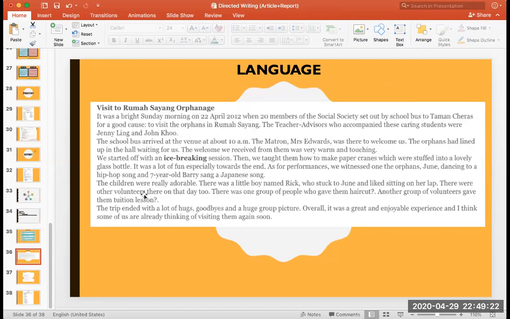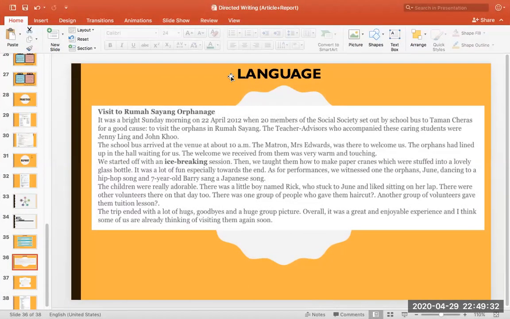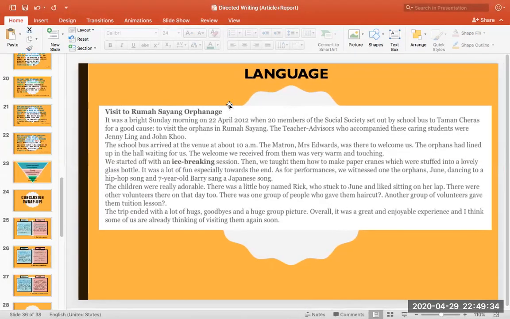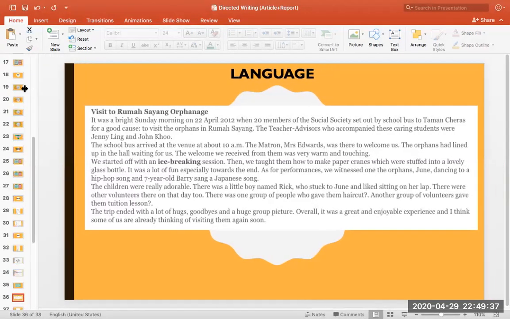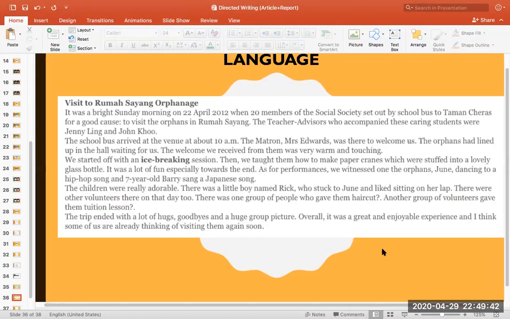Okay, we want to look at the sample text. Is it big enough? I hope it is. Let me just see if I can make it bigger. All right. You see, this is a sample, but I never say it's a good sample, but it's a simple sample that we can kaji together.